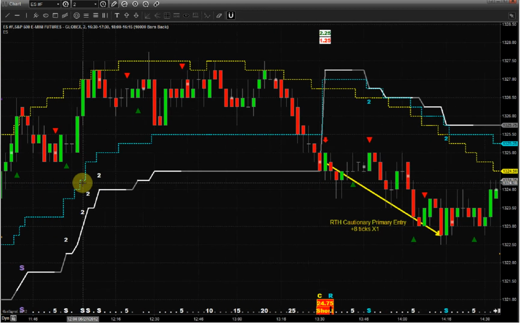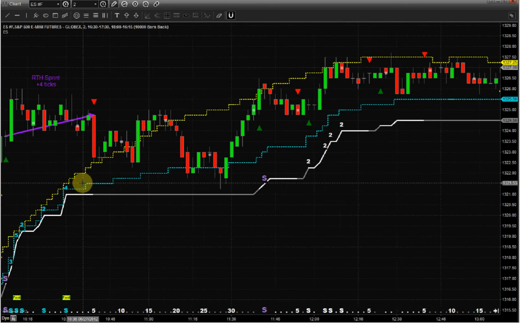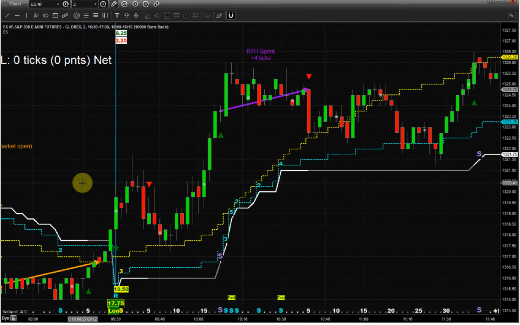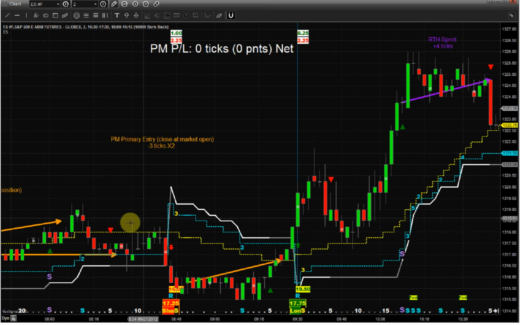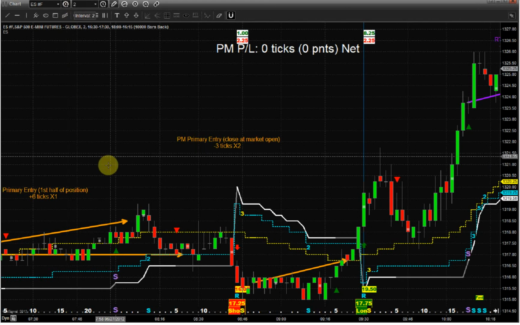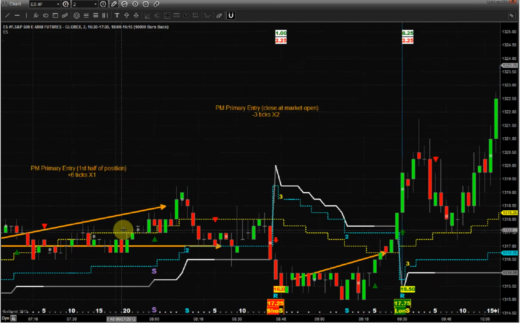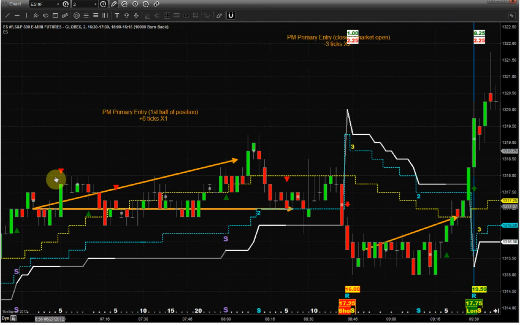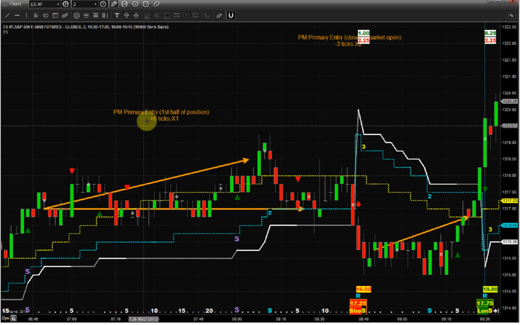The pre-market actually was a very uneventful pre-market morning. It had a total of 0 ticks. Now this again is using the 2-minute system right now, so that I can go into the regular trading session without having to recalculate all over again. The pre-market had a trade on the 5-minute that made 6 ticks on its first entry, with the runner brought to break even and stopped out.